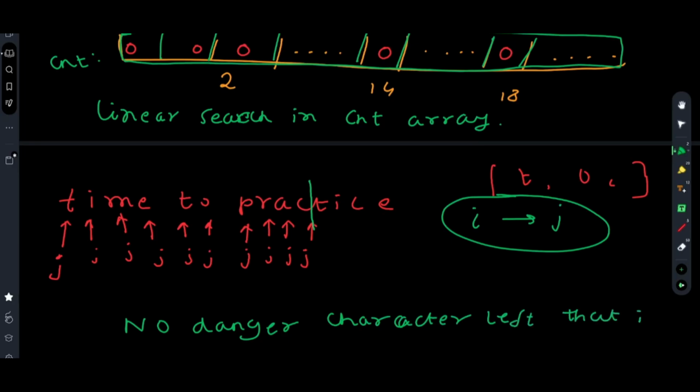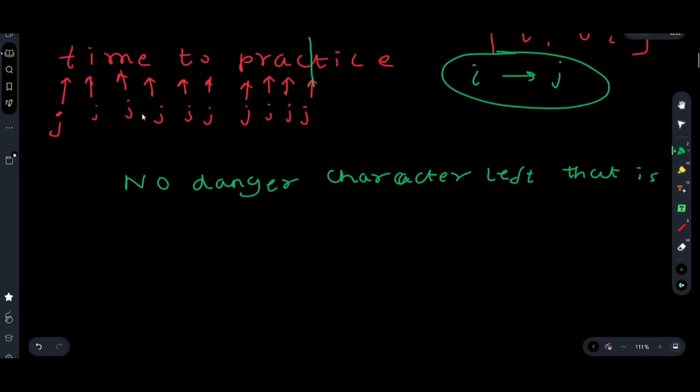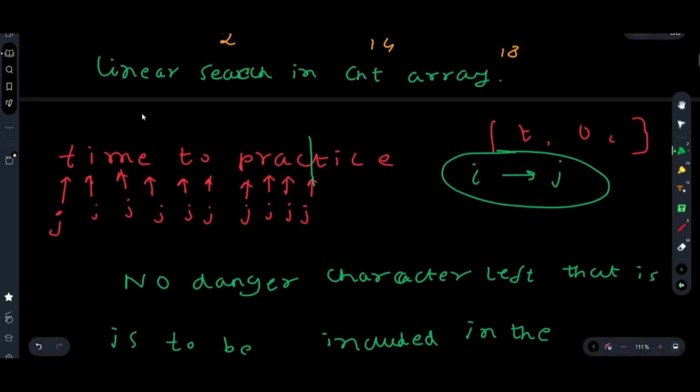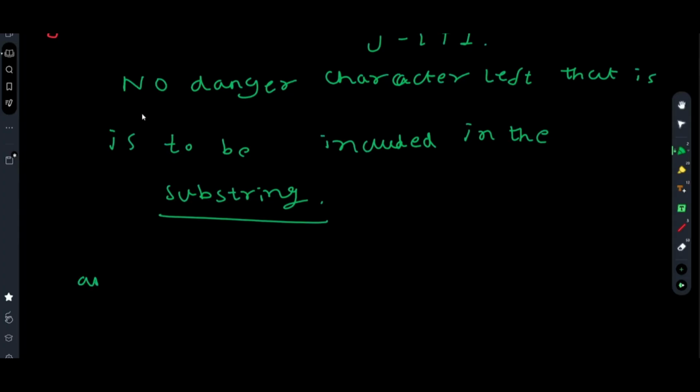That is to be included in the substring. Therefore, this is a valid substring. We find out the length. The length is j minus i plus 1. You see it is small. It is smaller than s dot size, and so you take this particular value in the answer. You write it to your answer.